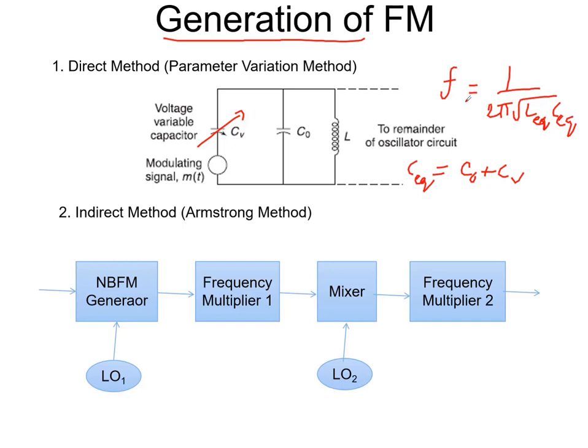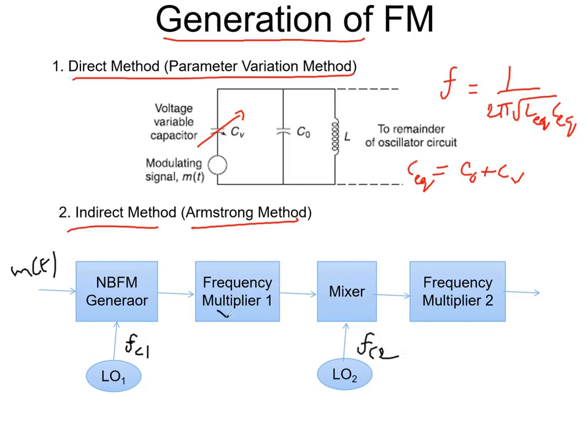Going to the next method of generation, which is very important, that is the indirect method, or the Armstrong method, invented by the scientist Armstrong. In this method, your message signal m(t) is passed through a narrowband FM generator. There will be two local oscillators, one providing carrier frequency 1 and the other providing carrier frequency 2. There are two multipliers having multiplicities N1 and N2, and there is a mixer. What is the role of this mixer, and of each of the other blocks? We will see in our next slide.